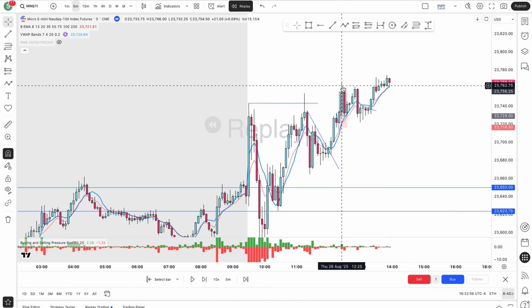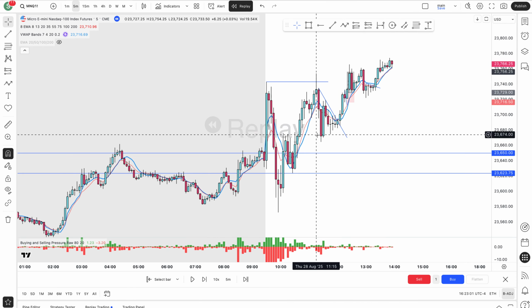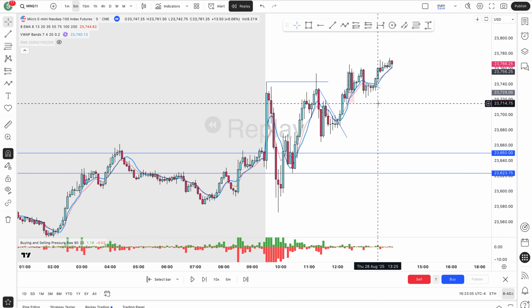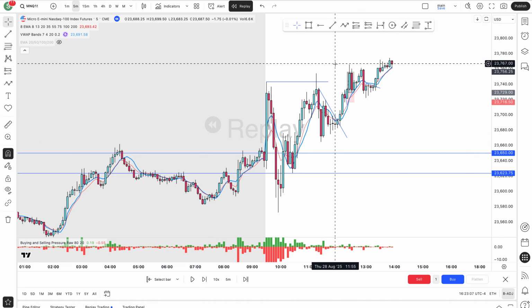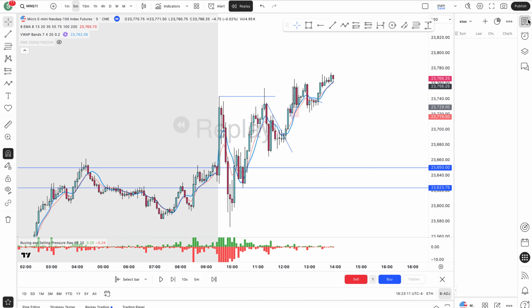So now I'm looking, if a pullback happens, as long as the most recent swing low holds, then we can see a new leg up and take out the high. So I'm waiting. Let me just hop over to ES.